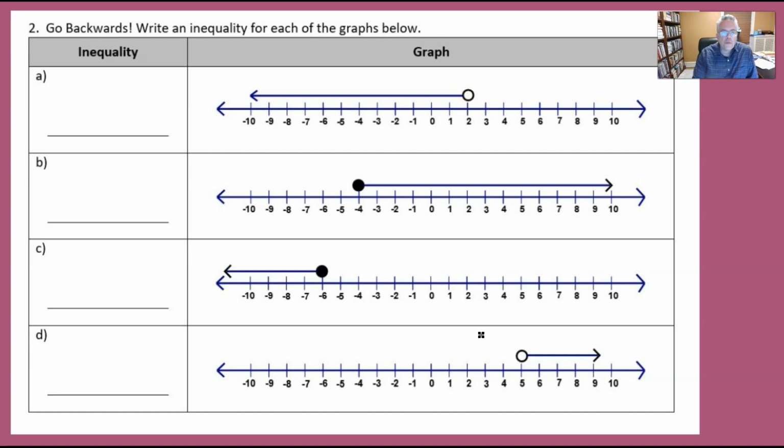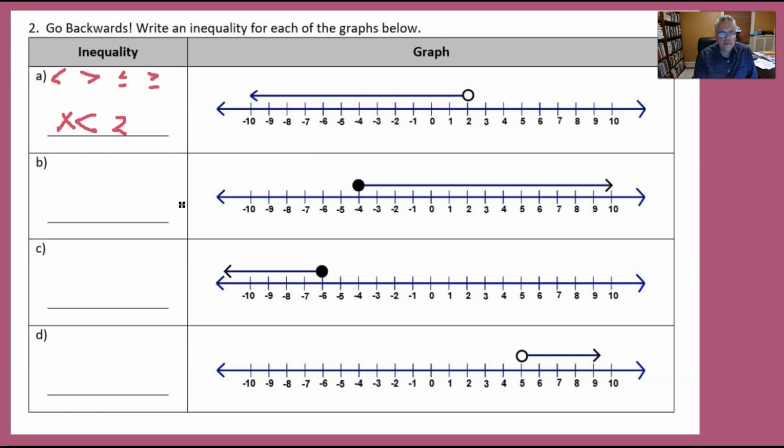Now we want to practice writing them a little bit. So the way I do this is I put an x, and I put the number where the boundary point is, 2. Then I decide what symbol to put in there. Is it less than, greater than, less than or equal to, or greater than or equal to? Well, this one's hollow, so I know it's one of the first two. It doesn't have the equal sign. And since it's going to the left, numbers are smaller than 2, we're going to put less than.